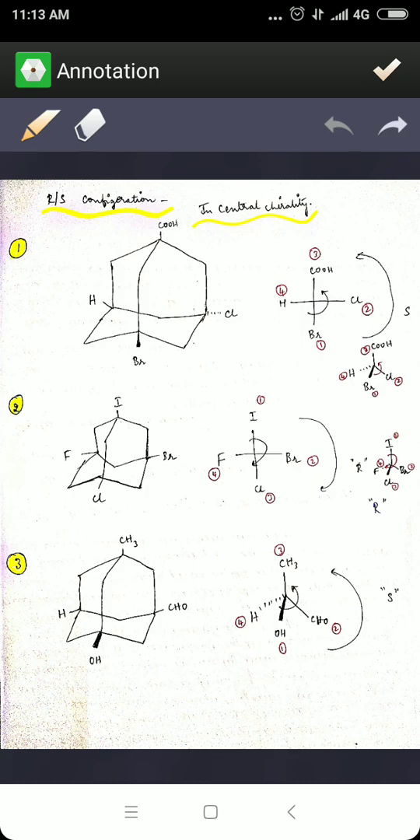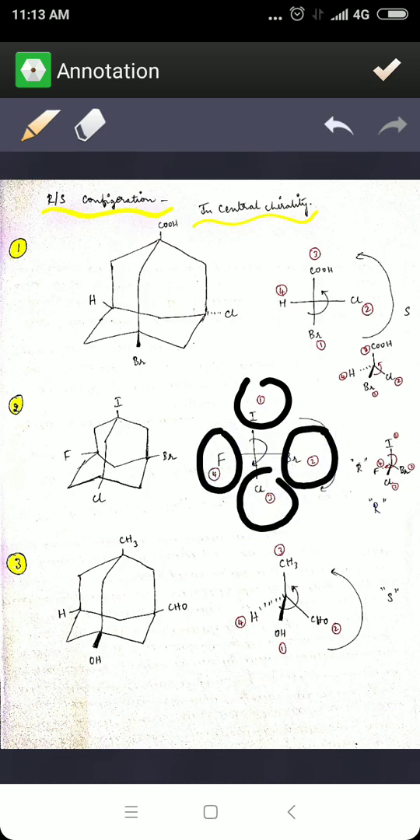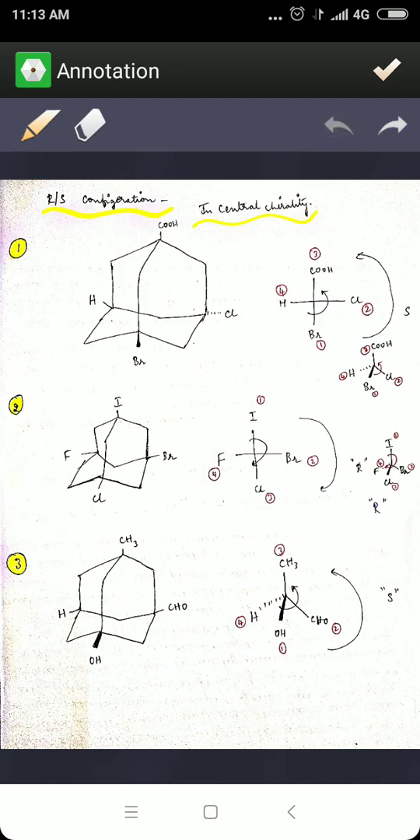Write down the functional groups as it is: iodine on the top, chlorine on the bottom, bromine on the right side, and fluorine on the left side. Now let us start giving numbering. Iodine has the highest atomic number, so iodine gets position 1. Next comes bromine, third comes chlorine, and fourth comes fluorine. So this is the order.